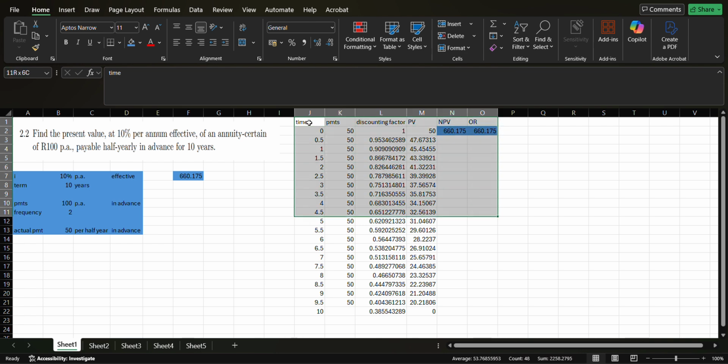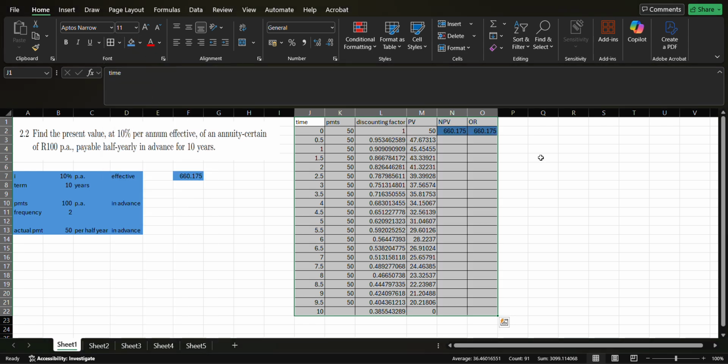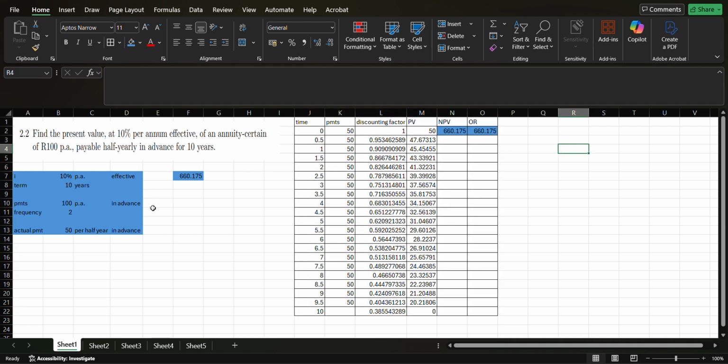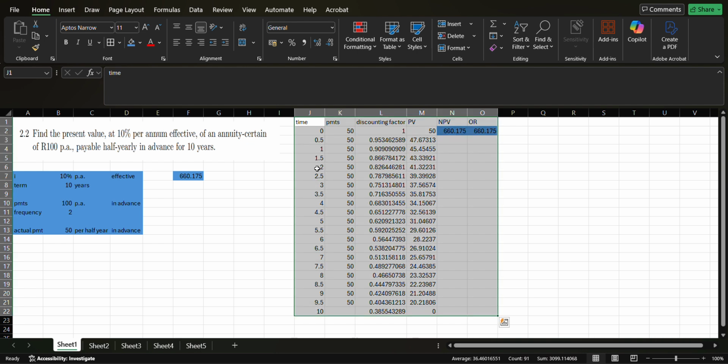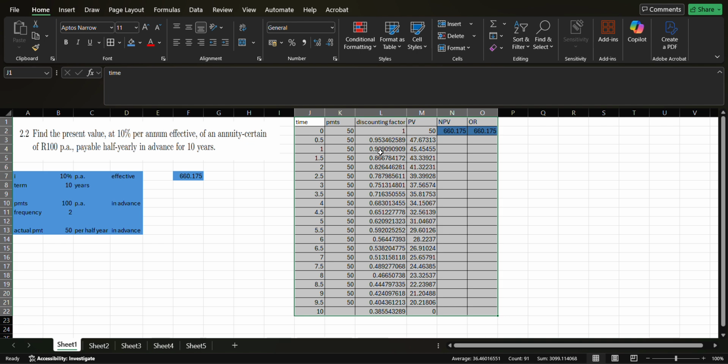Of course, this is a very basic example. We're going to get to more interesting examples as you guys master Excel. So this is a present value annuity certain, payable half yearly in advance. If it was payable quarterly, you would just change the time increment, so you'd have 0, 0.25, because that's a quarter of a year, then 0.5, 0.75, and 1. You divide the year accordingly. If it was monthly, you'd have 1 over 12, 2 over 12, etc. But since we're dealing with half yearly here, we've used 0.5, etc.